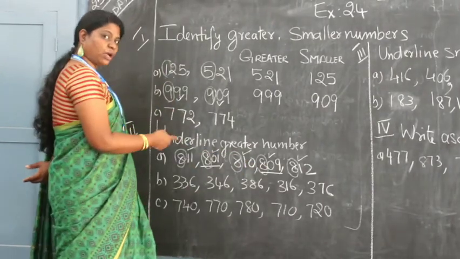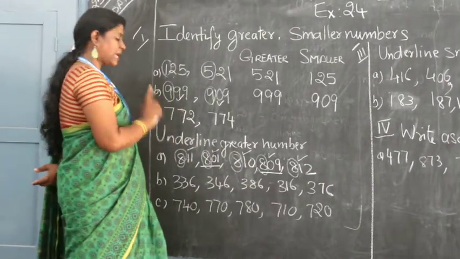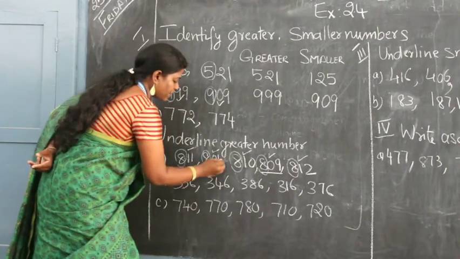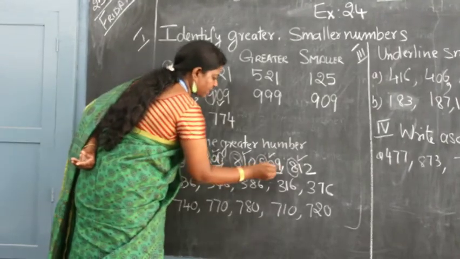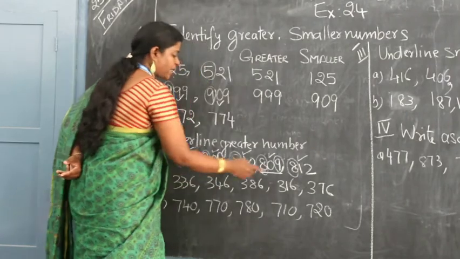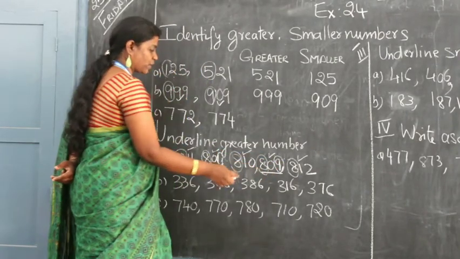What do we have to do now? We have to go to the third number in those 2 numbers only. The third number here is 1. The third number here is 9. Is 1 big or 9 big? 9 is big. Okay?